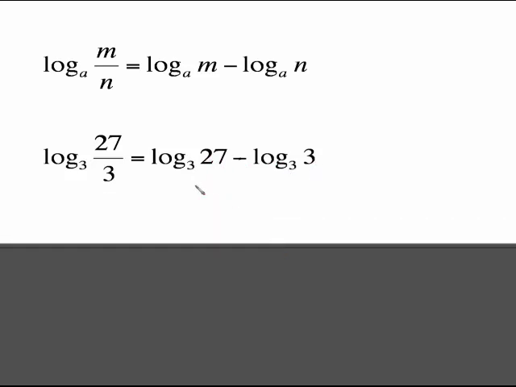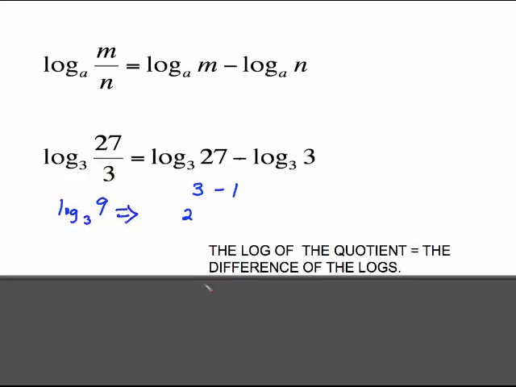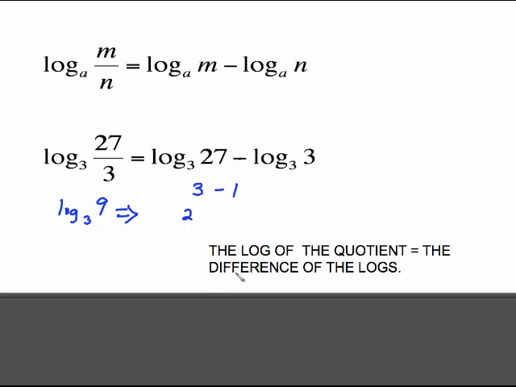Log base 3 of 27 equals 3, because 3 raised to the third power is how we get 27. Log base 3 of 3 is 1, because 3 raised to the first power gives us 3. So this side gives us 2. If we do this arithmetic, we have 9 here. So this side is talking about the log base 3 of 9, which equals 2. In words, the log of the quotient equals the difference of the logs. The log of the quotient, which means divide, equals the difference of the logs.